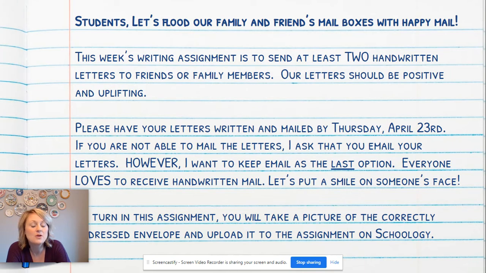In order to turn this assignment in, all you're going to do is take a picture of the correctly addressed envelope and upload it to Schoology. You don't need to share the letter with me. Some of this stuff might be personal, and I'm okay with that. I just want to see the envelope addressed and stamped as you're putting it in the mailbox.